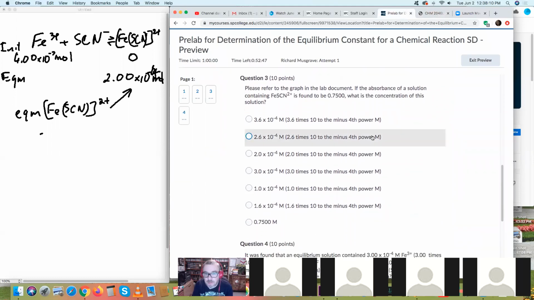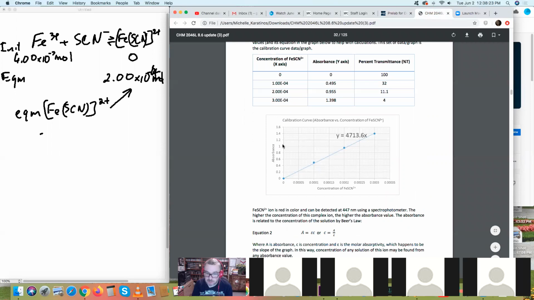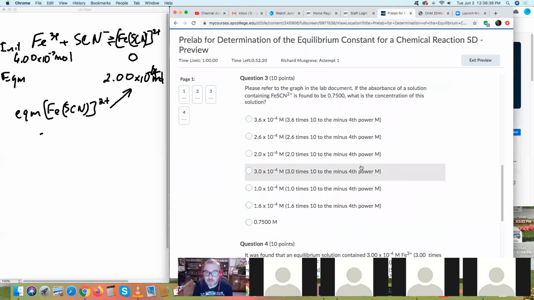All right. So please refer to the graph in the lab document. That's this one here. And it says here that the absorbance was found to be 0.7500. What's the concentration of the solution? So what I'm asking you to do is, here's the absorbance here. Run the absorbance across to this line and then come up with the concentration. That's what you need to do. So that's for question 3.